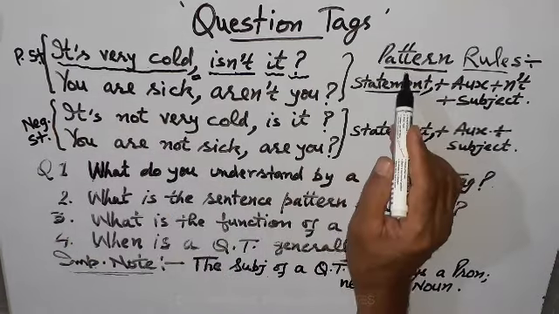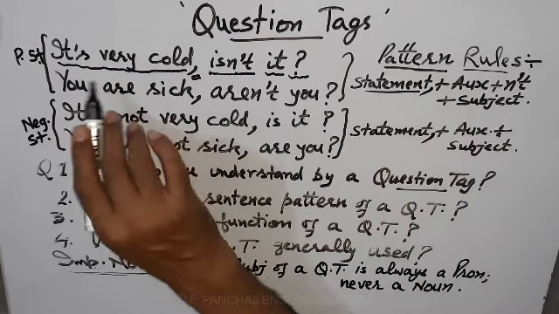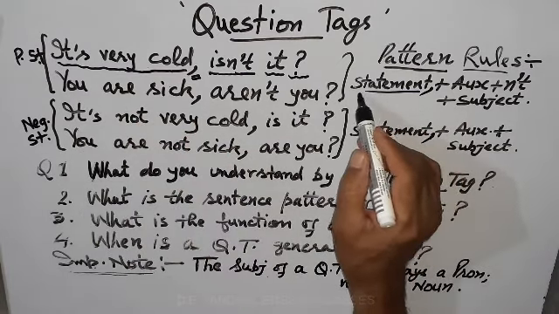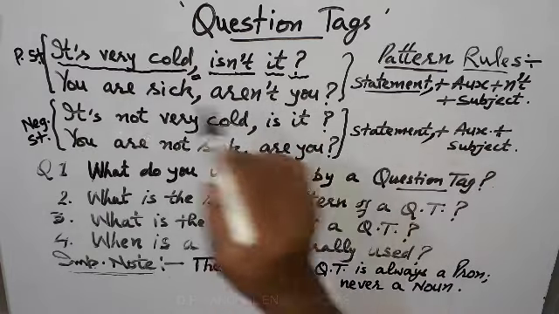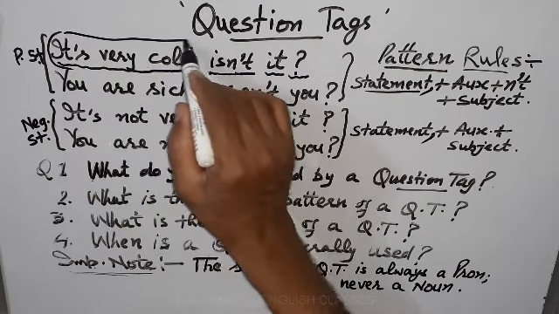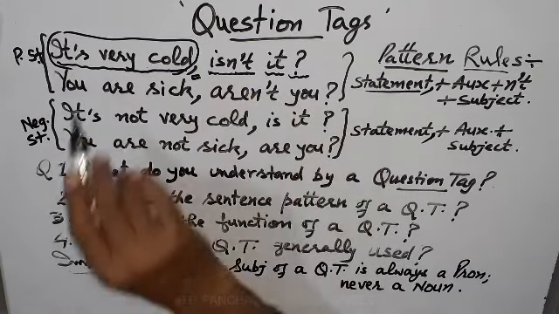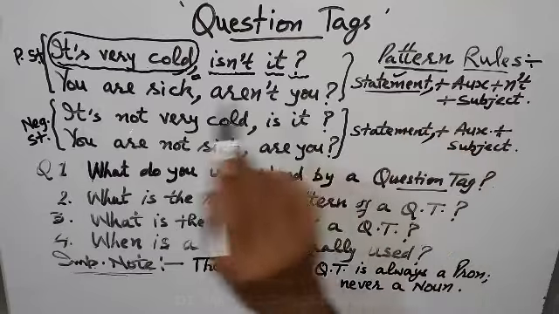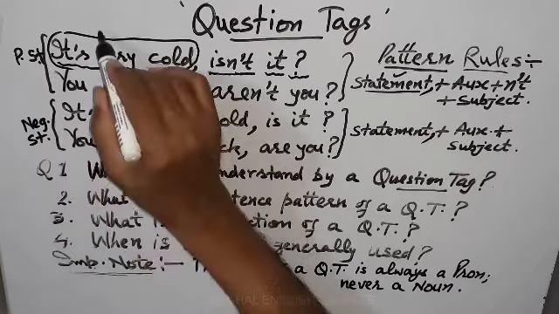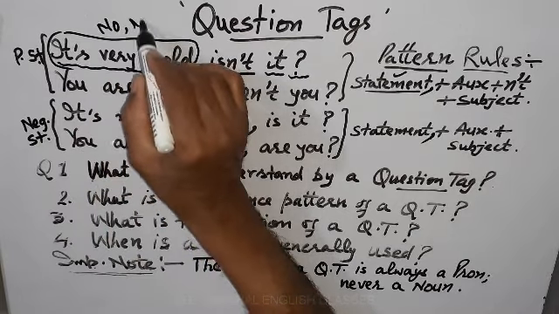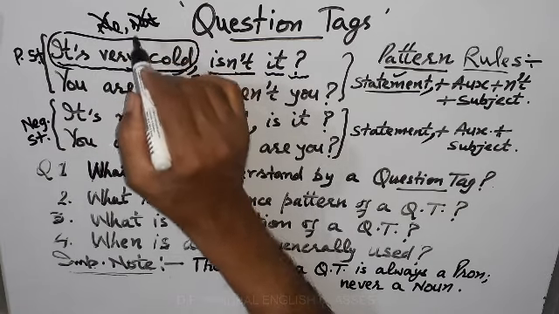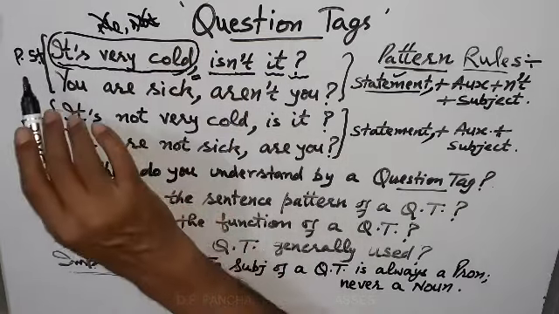So when we are talking about the pattern rules, what is the pattern followed here? Yes, you can come across with me: statement. This is statement. And what type of statement? This is positive statement. There is no use of no or not in this statement. There is no negativity in this statement. So this is positive statement.